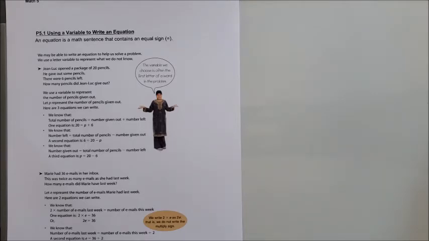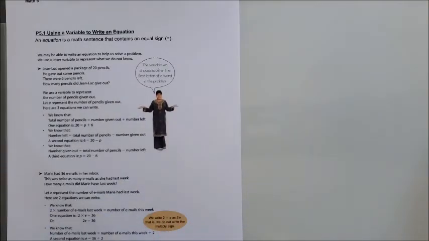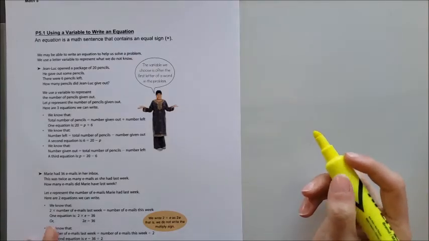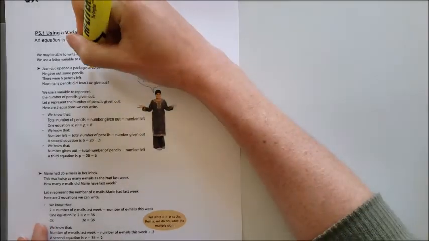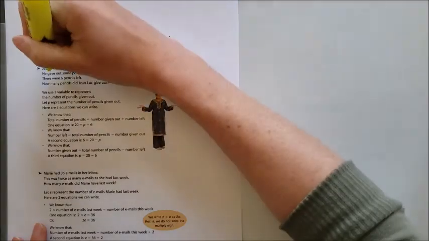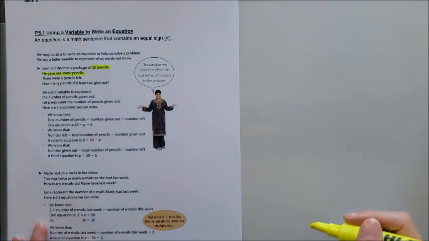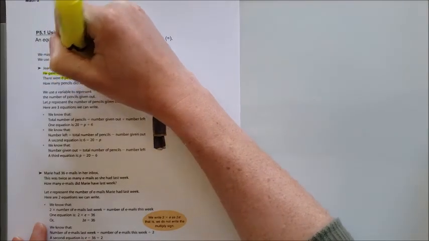So my first thing that I like to do when I do this is I like to go through and highlight the important information in my question. Now, to do this, I do use an actual highlighter. If you don't have one, you can underline or sometimes even just take notes about the important things. So the things that are important here is that he opened a package of 20 pencils. So that's how many he starts with. He gave out some, but I don't know how many. And he had 6 pencils left.